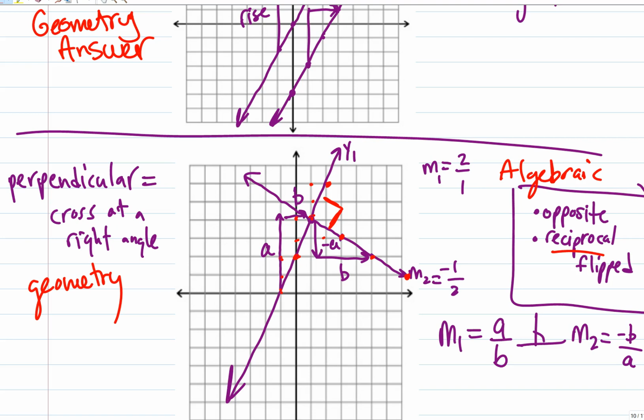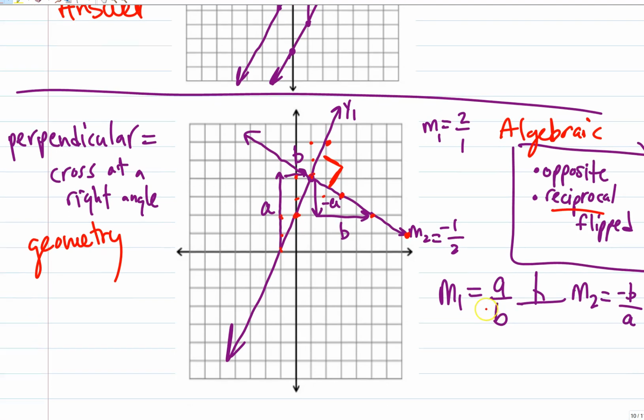For it to form that 90-degree angle, I'll give you the way I have it down here. Think of it this way. If the first one is A over B, then the second one must be negative, flip it, B over A. Opposite and reciprocal. If the first one's A over B, the symbol right here says it will be perpendicular, a little 90-degree angle there. If the second one is negative B over A.